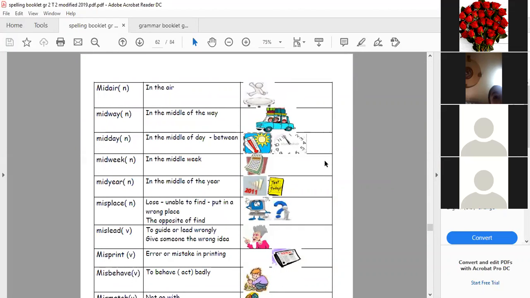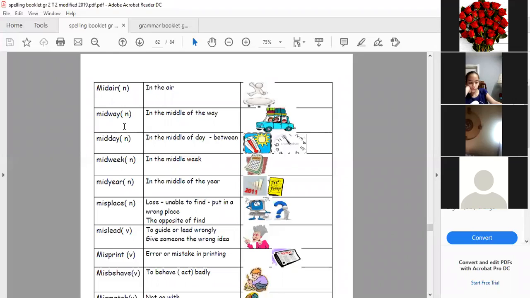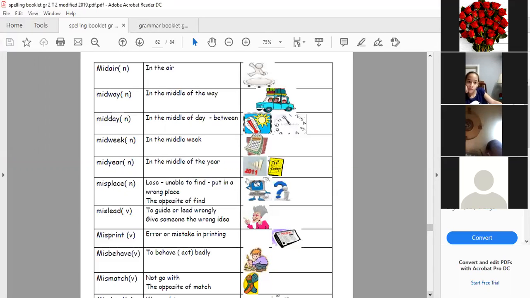Yes. Now we have our words. Read them, Anna. Mid air, midway, midday, midweek, midyear, mismatch, misdeed, mistake. Yeah, thank you. Okay, Maya, repeat again with the meaning.